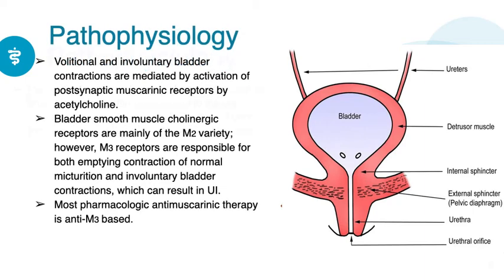The volitional and involuntary bladder contractions are mediated by activation of postsynaptic muscarinic receptors by acetylcholine. Bladder smooth muscle cholinergic receptors are mainly of the M2 variety. However, M3 receptors are responsible for both emptying contractions of normal micturition and involuntary bladder contractions, which can result in urinary incontinence. Most pharmacologic antimuscarinic therapy is anti-M3 based.